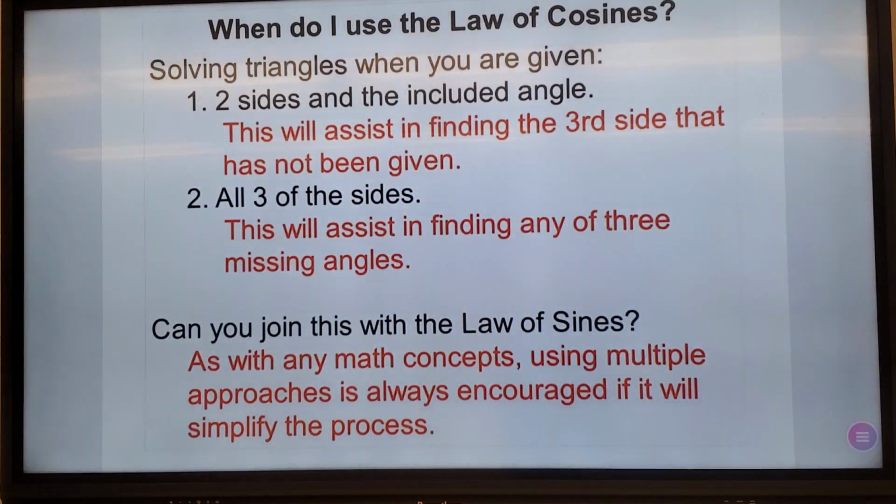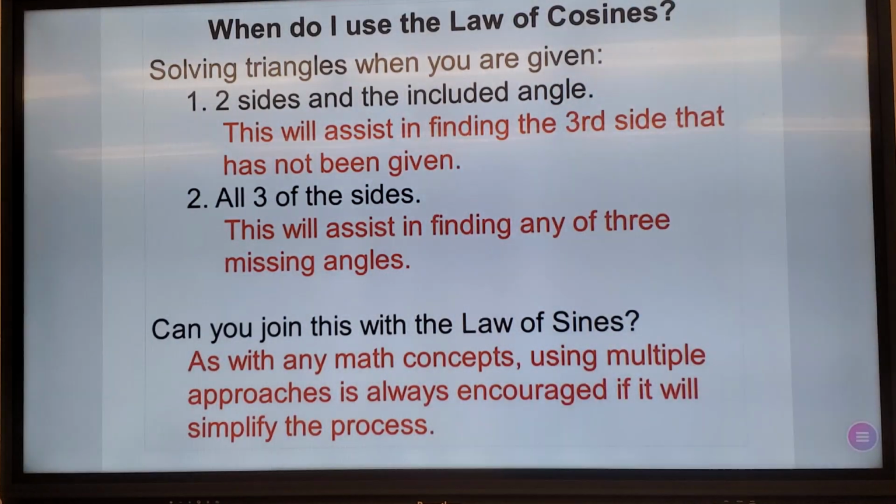And then you will get to pick which one of those three equations that I just presented to plug into. You can solve for angle A first if you want. You can solve for angle B first if you want, or you can solve for angle C. Again, 100% up to you.